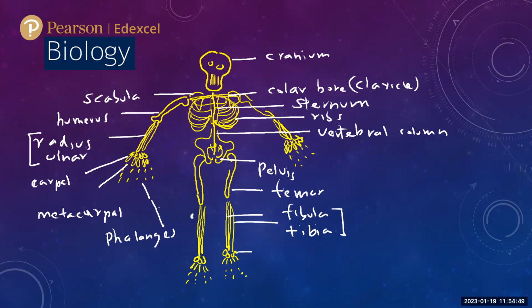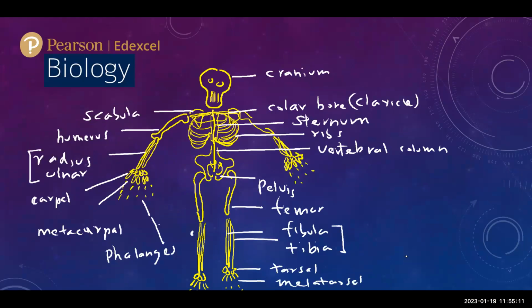So tarsal, these are metatarsal and phalanges. Okay, these are the basic and important bones of the skeletal system. Now you can draw this one and label the main parts of the bones.